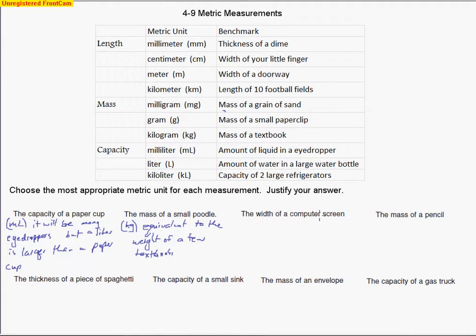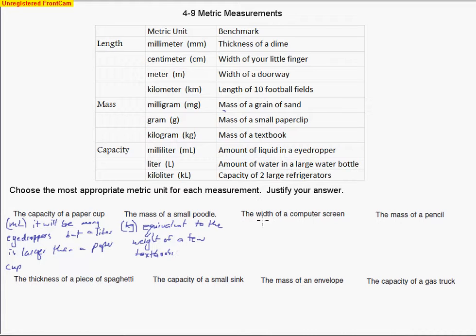So the width of a computer screen. Well, looking at my computer screen, it looks to be probably a little bit less than maybe 20 or so, maybe a little more than that, maybe 50 centimeters or so, maybe even longer than that, depending on how big your computer screen is, maybe closer to 70 centimeters.